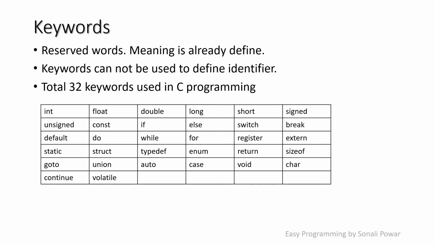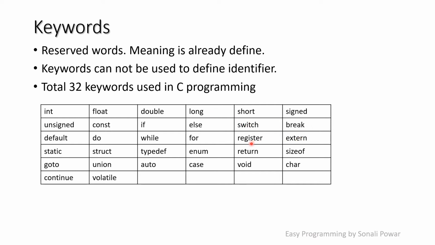Next, we will see what is meant by keyword. Keywords are words whose meaning is already defined by the C language. There are 32 keywords present in the C language, and we cannot use a keyword as the name of an identifier. These are the 32 keywords present in the C language, like int, float, double, short, switch, break.